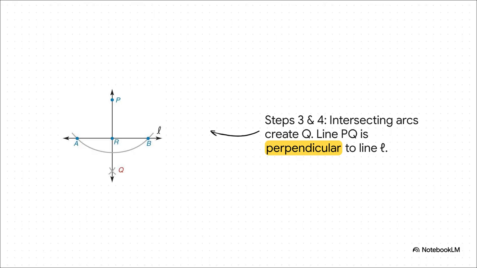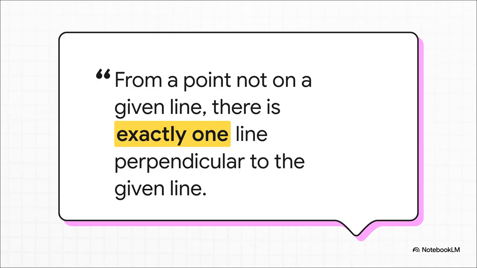Now think about this. Because of how we just made it, Q has to be the same distance from A as it is from B. This means the line connecting P and Q is perfectly balanced. When we draw that line, boom, it has no choice. It has to hit our original line at a perfect 90-degree angle. And this isn't just some cool parlor trick with a compass. No, this is a physical demonstration of a fundamental rule of how our universe works. For any line you can think of, and any point not on it, there is exactly one line you can draw through that point that will be perpendicular. Not two, not a bunch, not zero, just one.